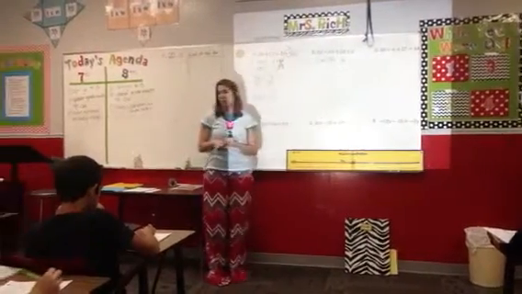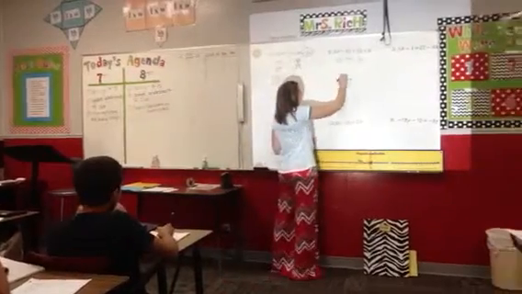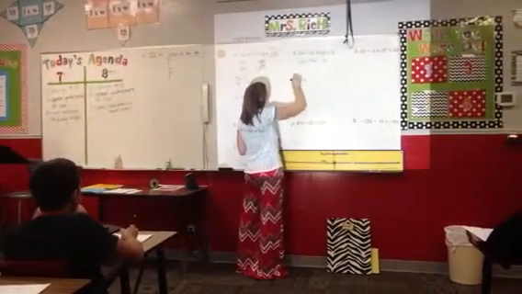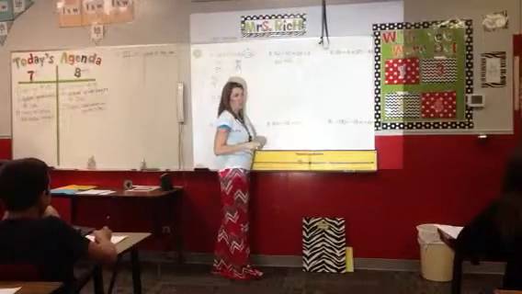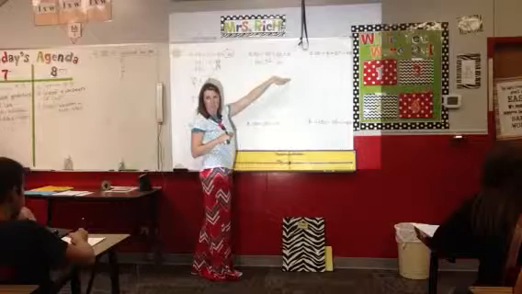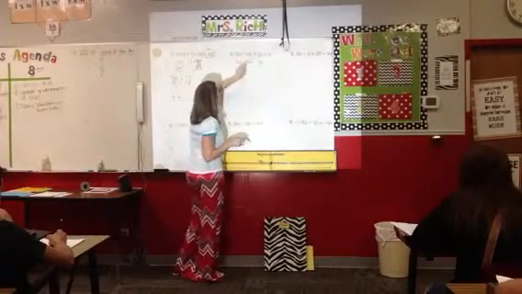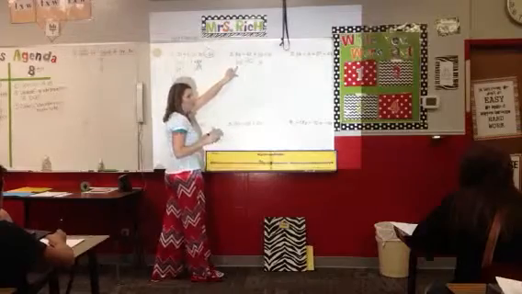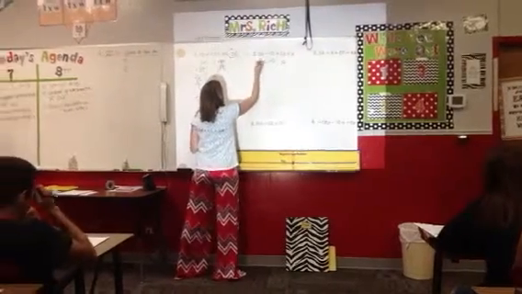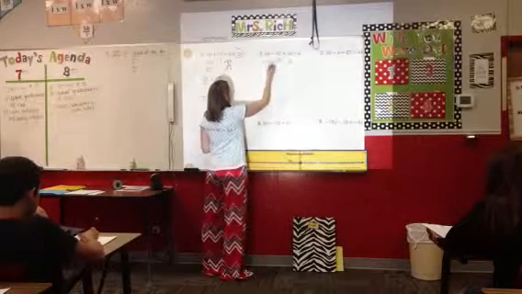Now, remember your goal is to get all the letters on one side. So I need to decide, should I move this 6 over here or move the 3 over here? Which one would be the easiest, you think? I think move the 6 over, because if I move the 3 over, I'm left with nothing, and that's a little bit confusing. So let's move the 6 over this way. Now, is this a positive 6 or a negative 6? It's a positive 6A. So the way to get rid of it is going to be what? Subtract 6A.